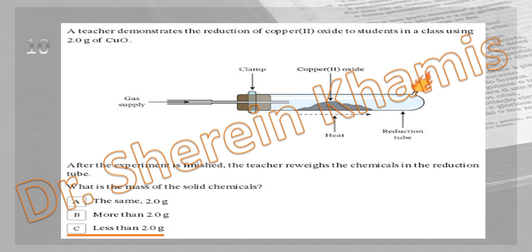We will have less mass than 2 grams of copper oxide. It can be any mass, that is not the problem, but the mass will be less than 2 grams of copper oxide. Okay, this is the last question of our group today.